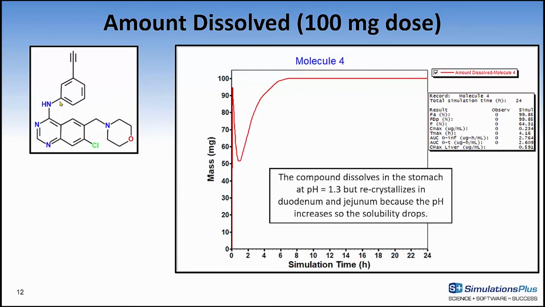And if we take this second compound with the morpholine ring, run a simulation at a 100 milligram dose, you'll see that in the stomach, because this is ionized heavily, and that increases the solubility, the amount dissolved goes up to, let's say, 95 milligrams, which is 95% of it dissolved. But then when it gets into the jejunum and duodenum, the compound actually precipitates, and this is precipitating because it's not as soluble at this particular pH, because this isn't ionized as heavily.